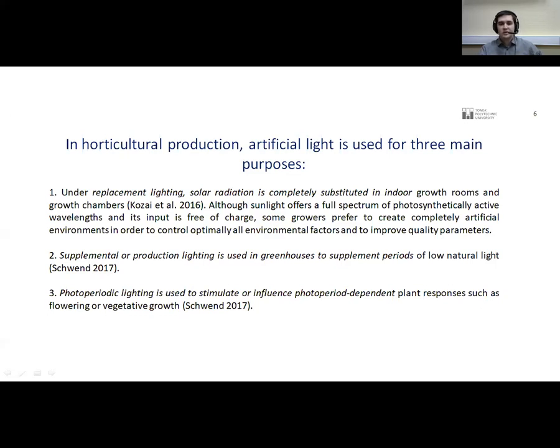Next one is connected with the issues of adaptive lighting, when the solar radiation levels are not enough for plants. And finally, photoperiodic lighting is used to stimulate or influence photoperiod dependent plant responses. It's especially important for flowering or vegetative processes when we speak about photoperiodic lighting.